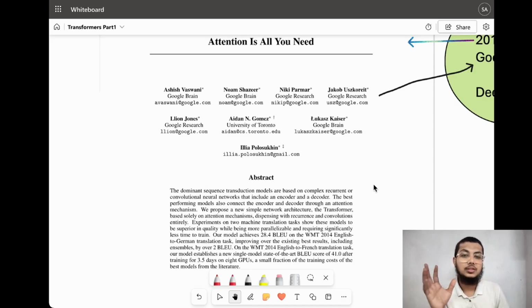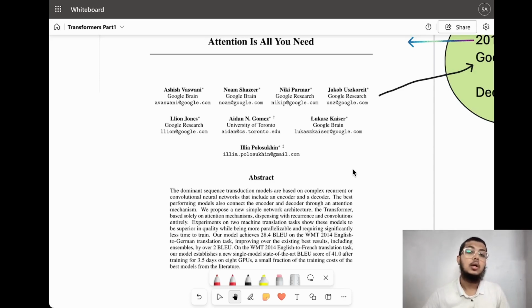Now the origin story, just to summarize the entire timeline. I will tell you one by one what happened. From 2000 to 2014, the models that were dominating in NLP were mostly your RNNs and, more than that, LSTMs. Then in 2014, your encoder decoder architecture came, and along with that, your attention mechanism was introduced. In 2017, the Attention Is All You Need paper came, and with that, finally transformers were introduced.